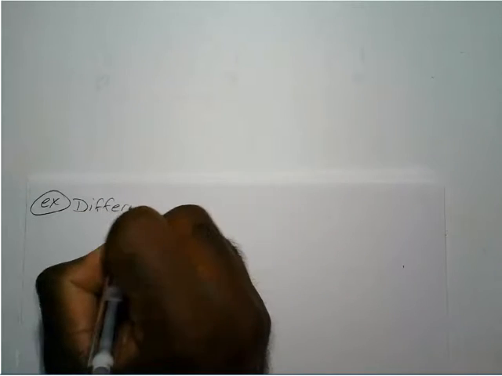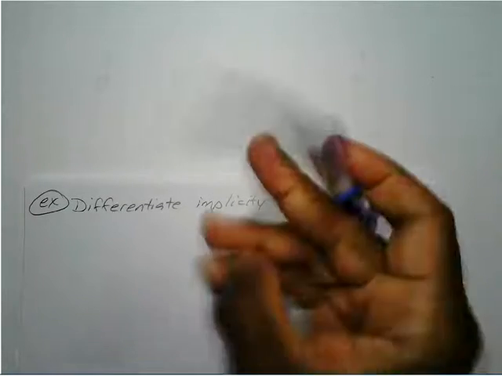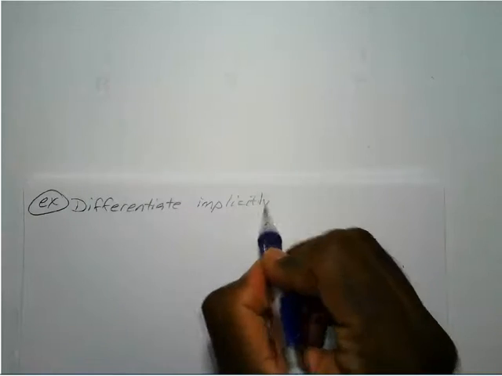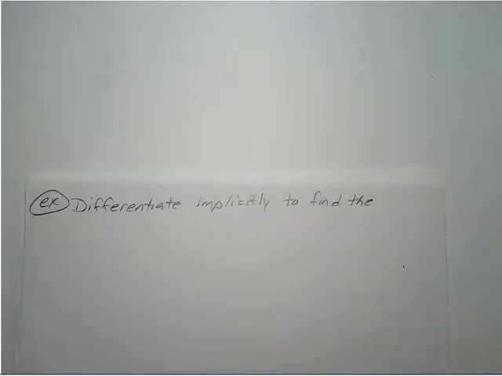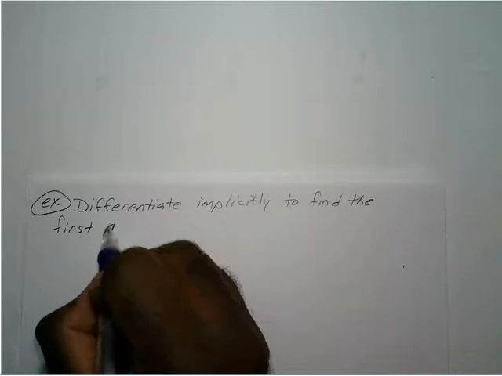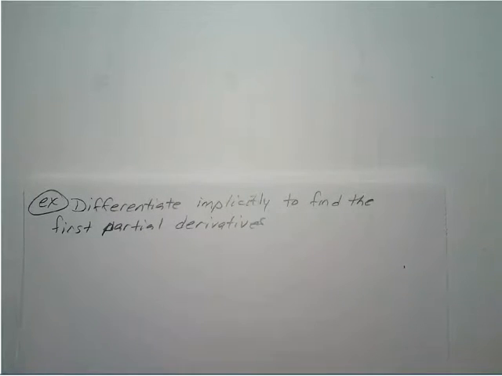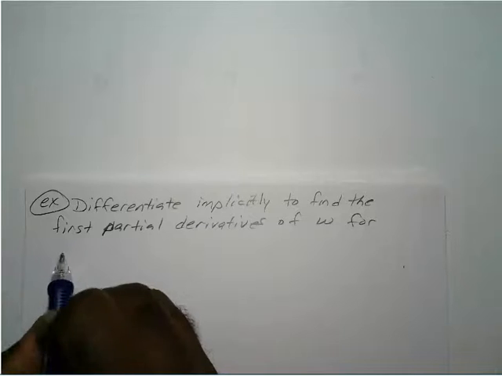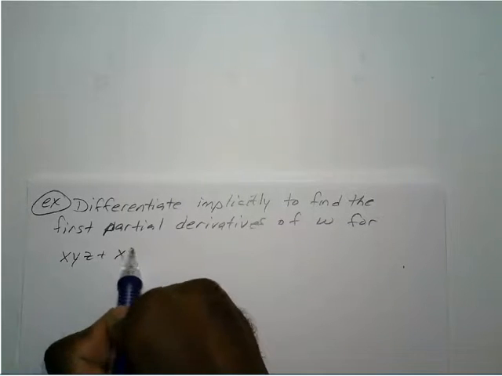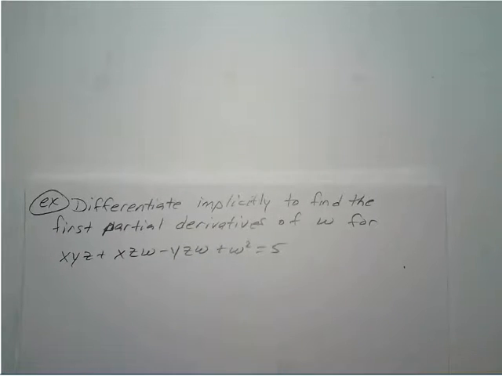All right, so for example, if we wanted to differentiate implicitly, to find the first partial derivatives of w, for xyz plus xzw minus yzw plus w squared equals 5.